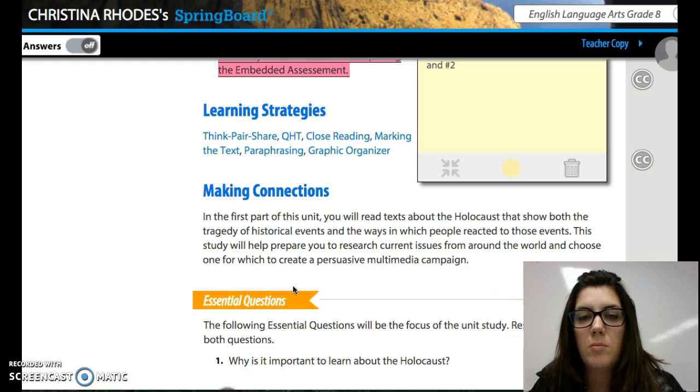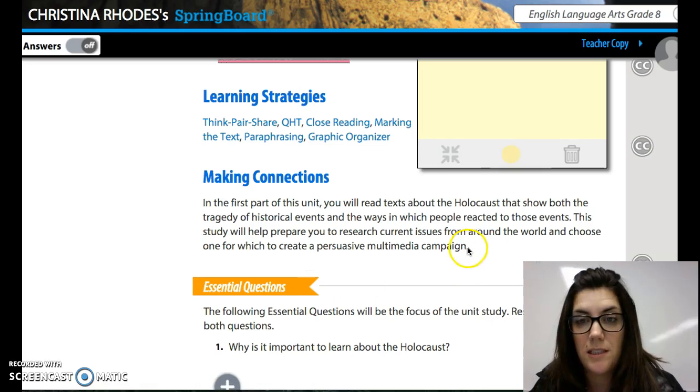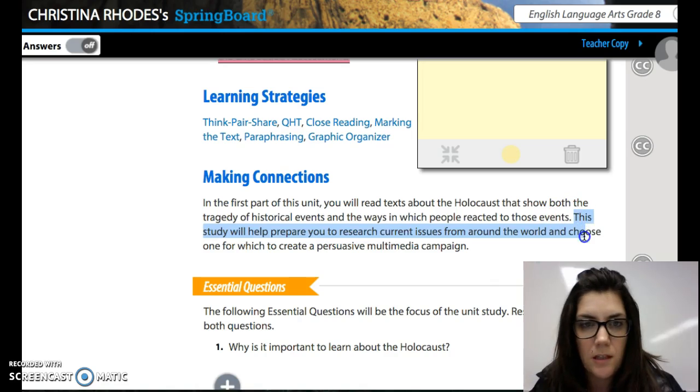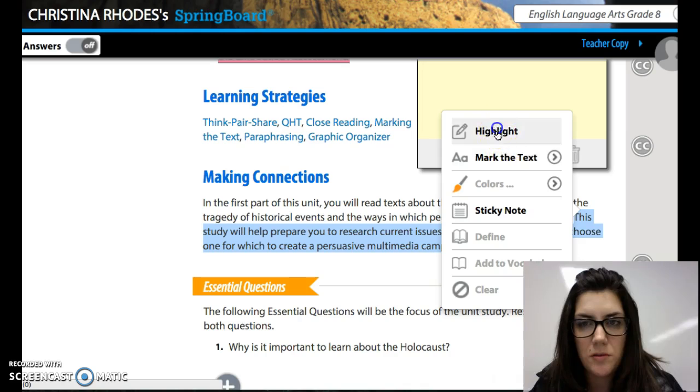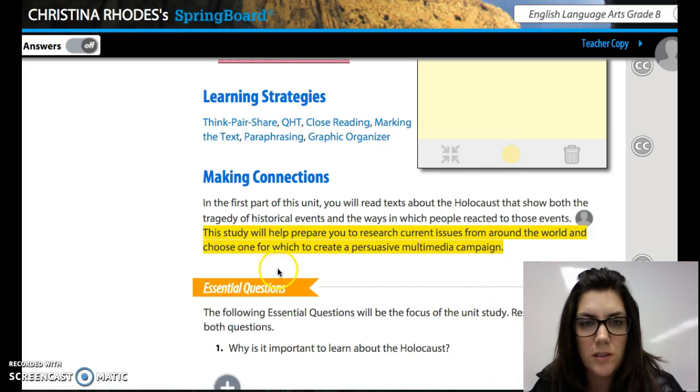This study will help you prepare to research current issues from around the world and choose one to which to create a persuasive multimedia campaign. So that's what you're doing at the end. Please underline that. This part. The study will help you prepare to research current issues from around the world and choose one current issue to create a persuasive multimedia campaign.